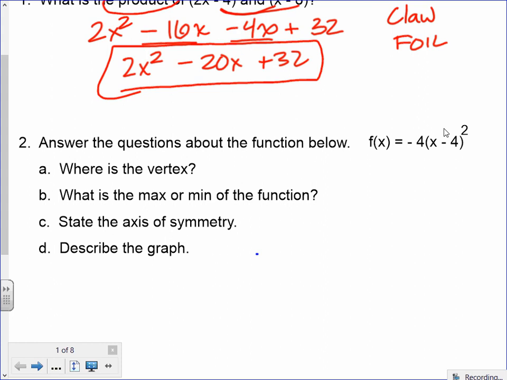Let's do these rapid fire. Tony, what's the vertex? How'd you know that the x value was 4? You somehow graphed this in the calculator? That's cool. You can do that. You could have saved yourself some time and just looked at it.